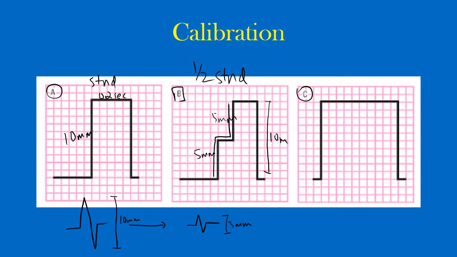In this case, the paper speed is increased from the traditional 25 millimeters per second to 50 millimeters per second. And the calibration box will now be 0.4 seconds wide. So here we said in the standard it was 0.2 seconds wide. In this one, when it's increased to 50 millimeters per second, it is 0.4 seconds wide.